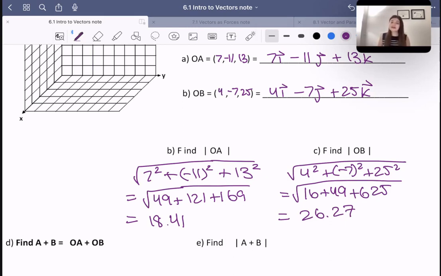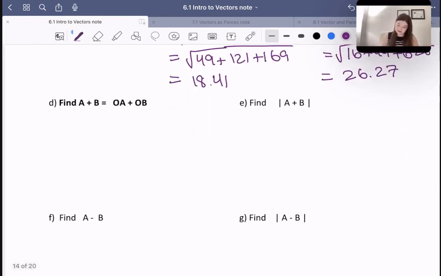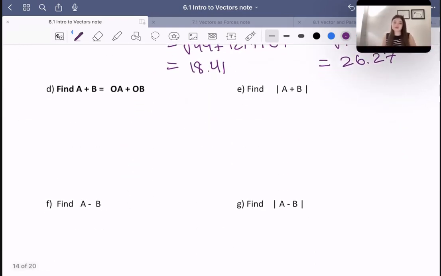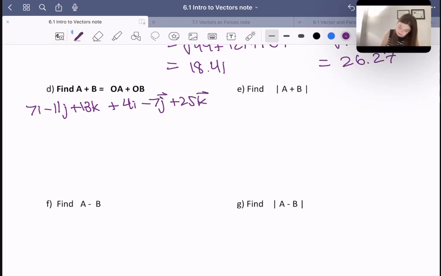Okay, now it's having us do the same steps that they had us do for 2-space. They're basically having us add up OA and OB, figure out what that is, and then find the magnitude of what we find. So let's go ahead and do that. Just a reminder, we're going to add 7i minus 11j plus 13k plus 4i minus 7j plus 25k. Let's put our vector symbols.